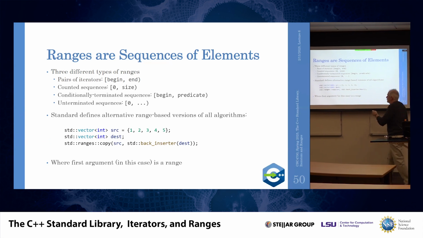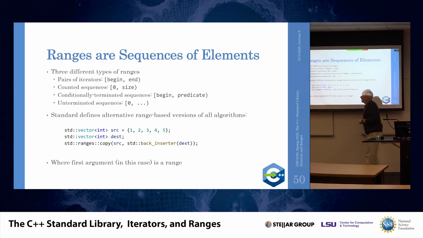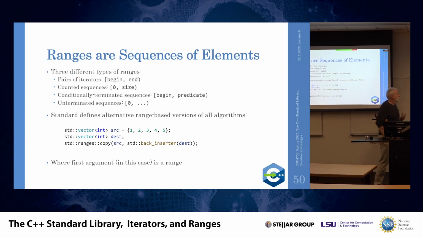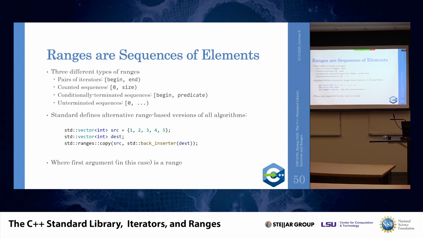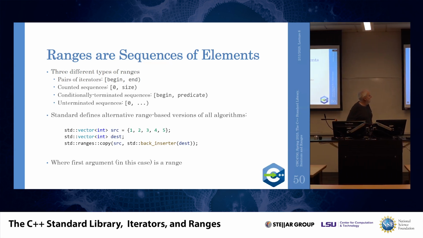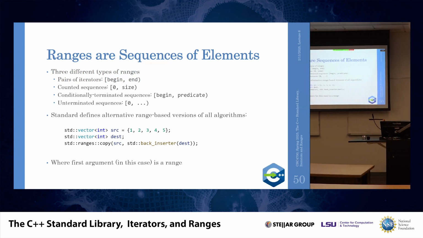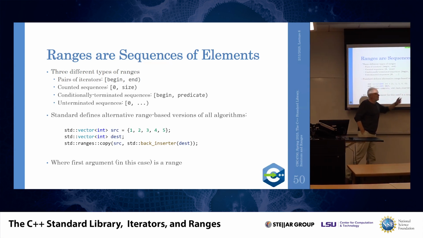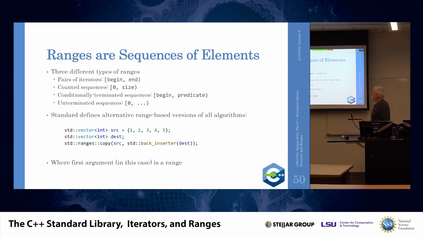The standard library has special versions of the algorithms in the ranges namespace, which allows us to pass ranges as a first argument. So instead of having source.begin, source.end, I just specify the range I want to work with. And the container is a range, right? It represents all elements that are stored in the container, which simplifies things a lot, because now I can really express what I want to do. I want to copy everything from source into my destination container. And I don't have to deal with that begin and end explicitly.